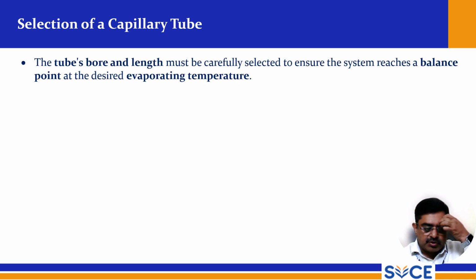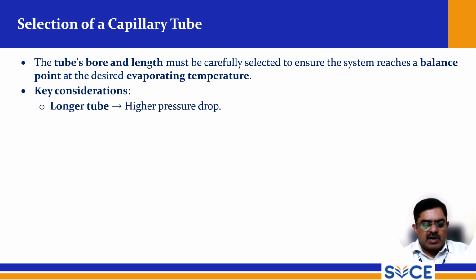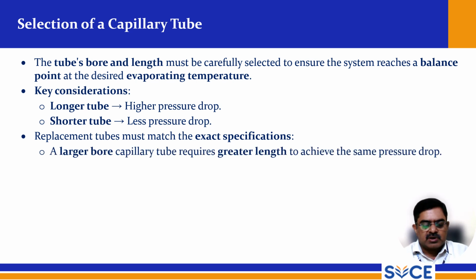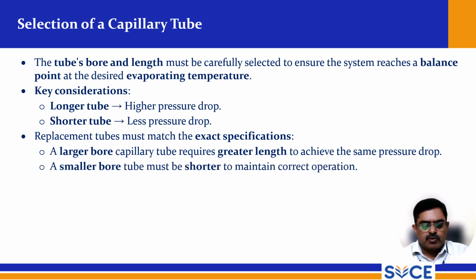Selection of the capillary tube: the tube bore and length must be carefully selected to ensure the system reaches a balance point at the desired operating temperature. The key considerations: a longer tube gives a higher pressure drop, and a shorter tube gives less pressure drop. It is obvious that when a longer tube is used, a higher pressure drop will take place. Replacement tubes must match the exact specifications. A large bore capillary tube requires greater length to achieve the same pressure drop, and a smaller bore tube must be shorter to maintain correct operation.